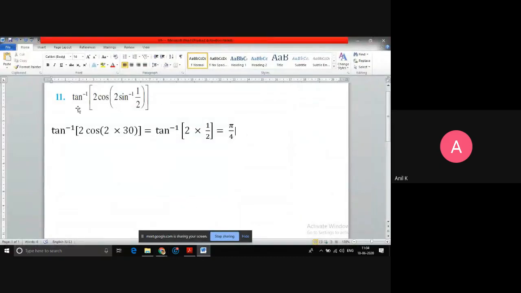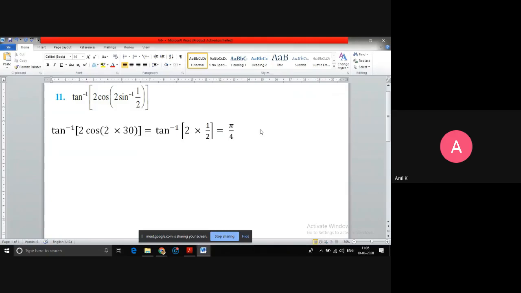So we have to solve these questions from inside the bracket. First, sine inverse of 1 by 2. Sine inverse of 1 by 2 I replaced with 30 degrees here. Then 2 into 30 is 60. Then you have cos 60 degrees. Cos 60 degrees value is again 1 by 2. Then 2 and 2 will get cancelled. Finally, tan inverse of 1 is going to be 5 by 4.